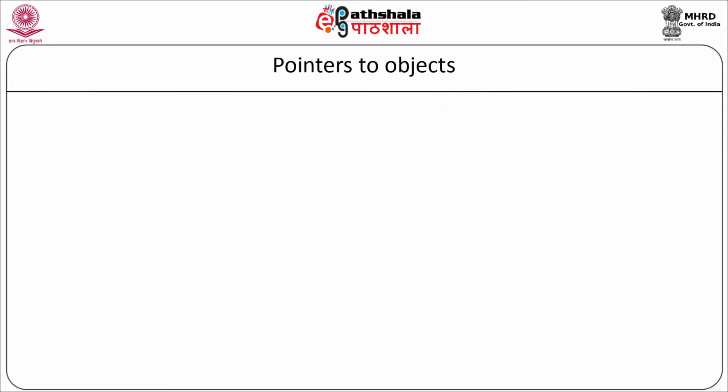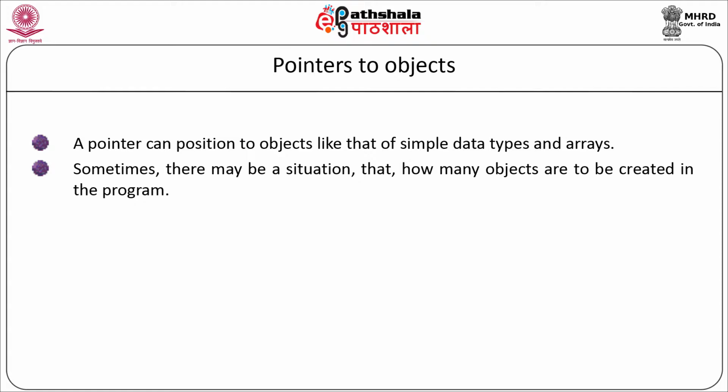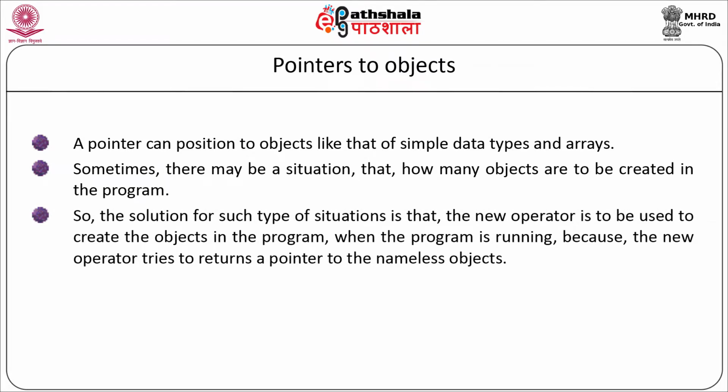Pointer to objects. A pointer can point to objects, like the simple data types and arrays. Sometimes there may be situations in the program where large data has to be collected. So instead of an array, we can allocate memory at runtime using the keyword new. The new operator is used in C++ to create memory at runtime.